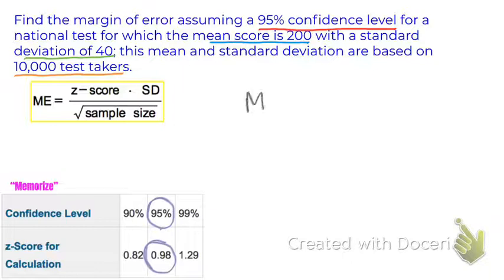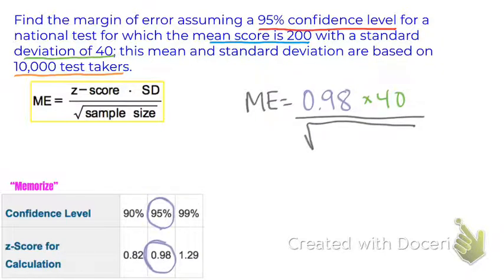So the margin of error is 0.98 as our z-score. Our standard deviation is 40. And then our population is 10,000 people. That's our sample size. So we'll put that under the square root. So all you're doing is simplifying this.